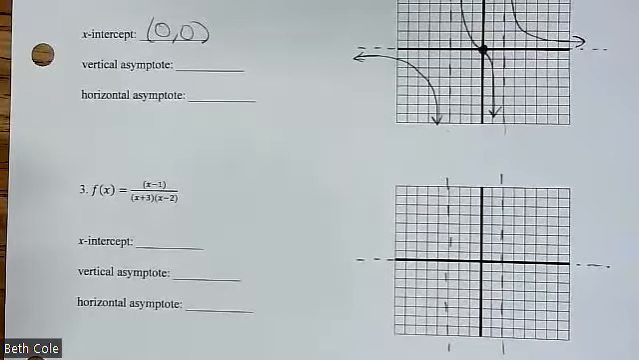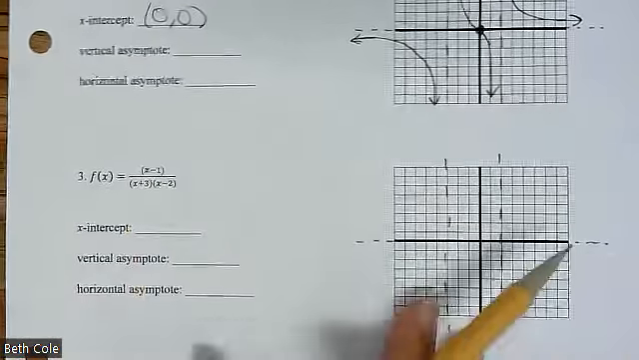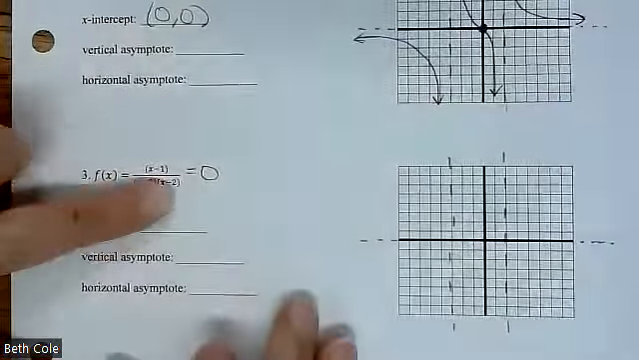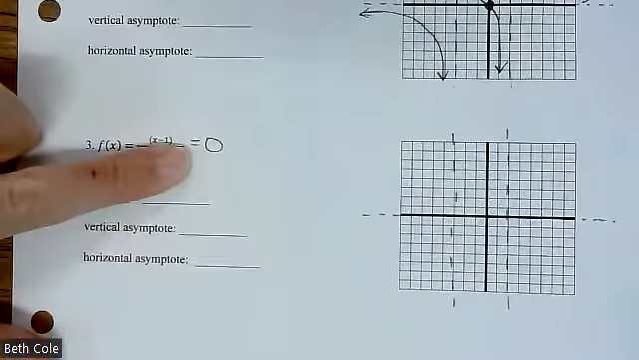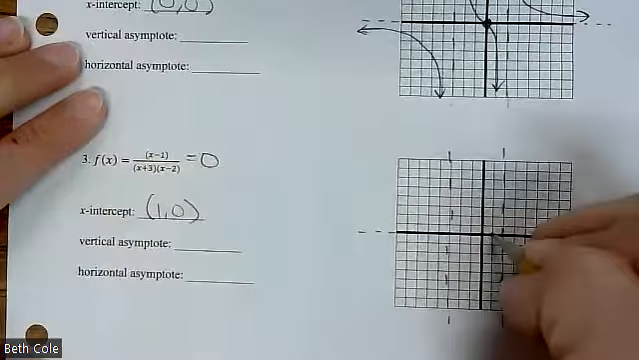It's like good enough. So again, I'm keeping the asymptotes in the same place. I'm just changing where the x-intercept is. If you set this equal to 0, what will be your x-intercept? 1. Good. 1, 0. Be right here.